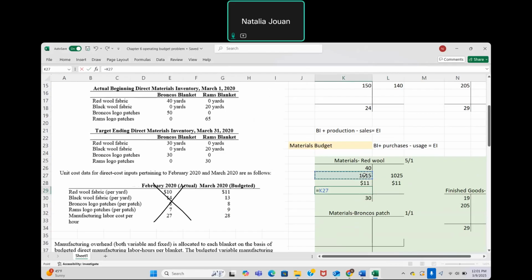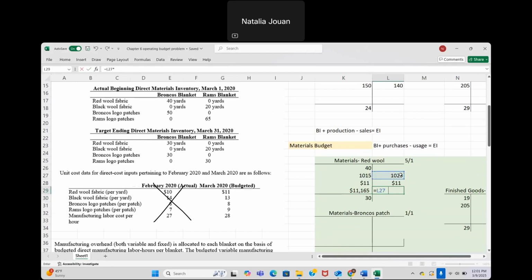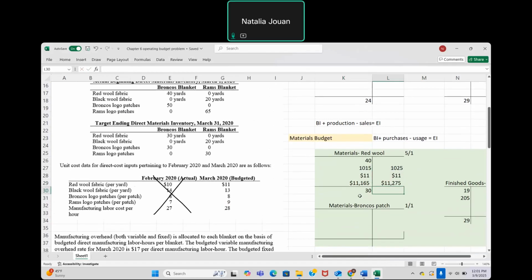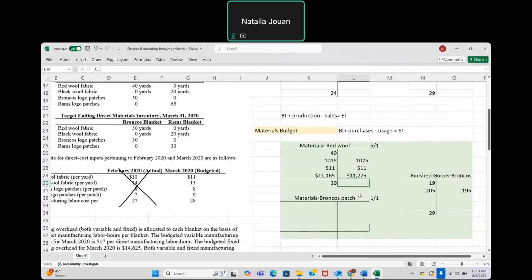1,015 times 11 will give us the total cost of purchases. And in this case, we have the 1,025 times 11, that will give us the total cost of usage. And if you want to compute the ending, then you do 30 times 11, and that gives you the cost of ending inventory. Now let's do the same for the patches.